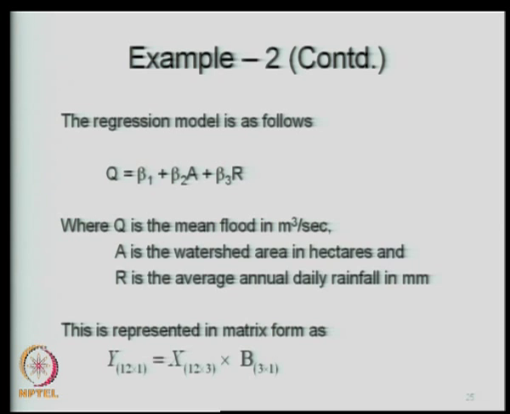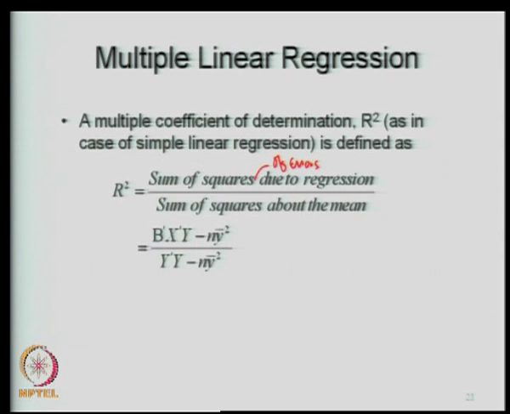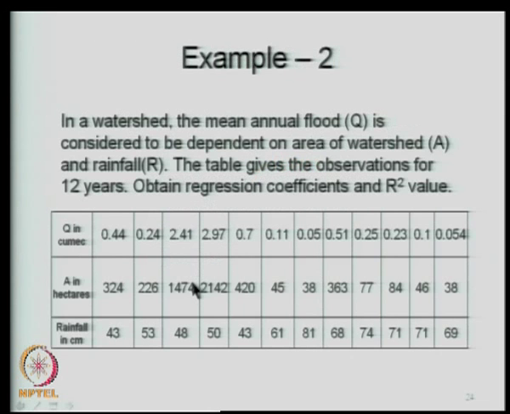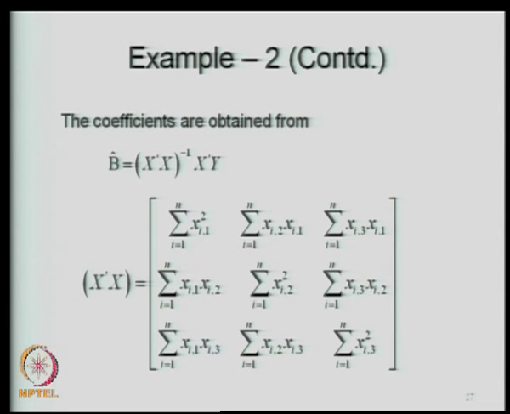So, you look at this expression now, we need to get x dash x inverse x dash y. So, first let us get independently all these variables, all these matrices. So, we get x dash x inverse x dash y.